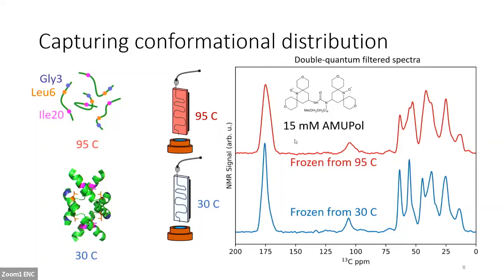In particular, we observe frequency shifts in the alpha carbon positions at the 3 labeled residues that are consistent with a largely random coil population at elevated temperatures and a more ordered helical population at 30 C. And moreover, we notice that the lines are considerably broader in the spectrum frozen from high temperature, indicating a large amount of conformational disorder, which you'd expect in an unfolded protein.